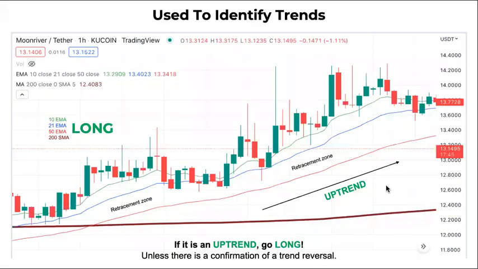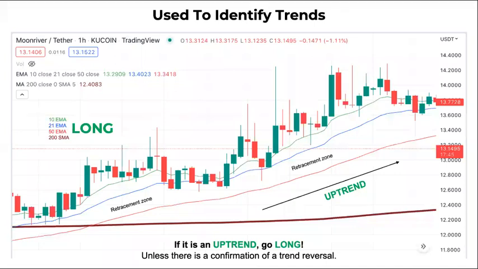So how to use moving averages? Number one, the first thing is to identify trends. For me, my rule of thumb is if it is an uptrend, go long, unless there's a confirmation of a trend reversal. So how do I identify whether it is an uptrend or not? Very simple. If the 10 EMA is above the 21 EMA, and the 21 EMA is above the 50 EMA, and all three lines are above the 200 moving average, I go long, which means I will only look for opportunities to long because it is an uptrend. I don't want to trade against the trend.